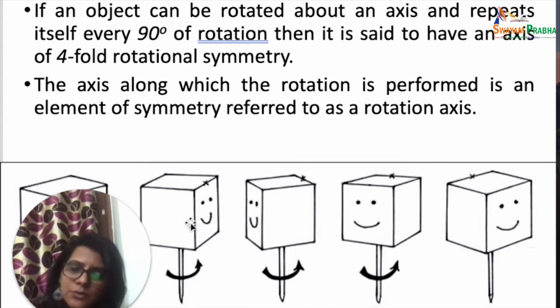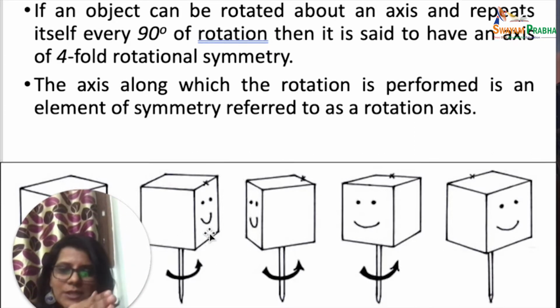Just see, to understand whether we have rotated or not, we have labeled one of the faces. Not the face that is shown here, but the planar surfaces. So we've labeled one of the planar surfaces. Now if I rotate it by 90 degrees, I get an identical structure. Now in a 360-degree rotation, this has happened 4 times. See, one rotation I get the same, another rotation I get the same, another rotation I get the same. So in a 360-degree rotation, if I get it 4 times, then it is said to have fourfold rotational symmetry. And the axis along which this has taken place is called the rotation axis.